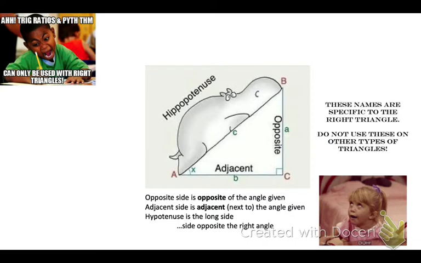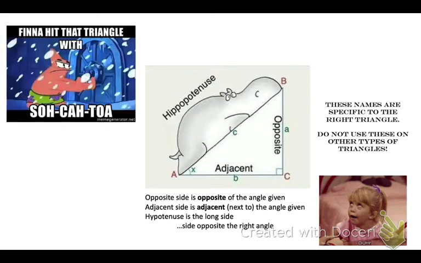These names are specific to right triangles. Do not use these on other types of triangles. That is very important. And every single year, I say this, and every single year, people try to use Pythagorean theorem on triangles that are not right triangles. Okay?